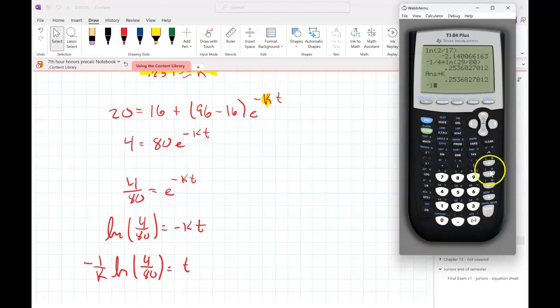So negative 1 divided by k times the natural log of 4 divided by 80. Oops, divided by 80. And I have 11.8 minutes.